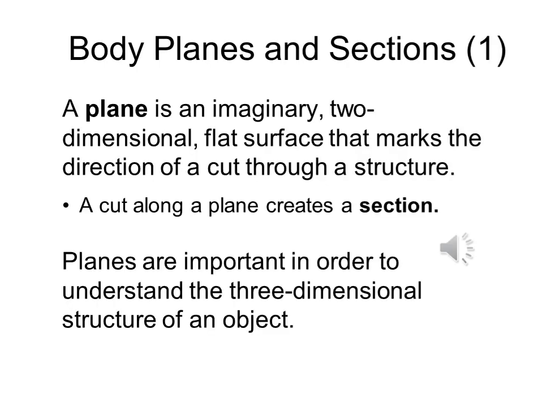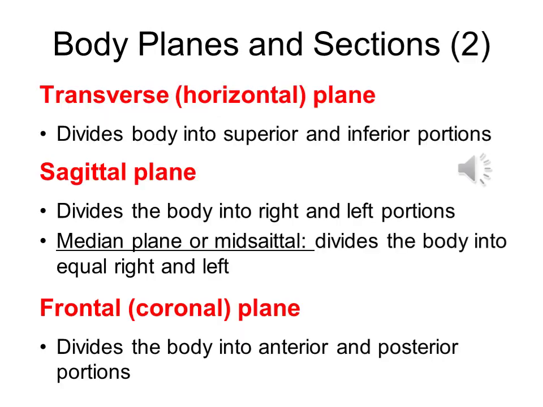Our next topic is body planes and sections. When we describe a plane, it is really an imaginary two-dimensional flat surface that marks the direction of a cut through a structure. So you want to imagine that we're going to make cuts through the body as we go through here. A cut along that plane will create what we call a section. These are important for several things. If you've ever had an MRI or looked at CT scans, what we're doing is making these sectional cuts through the body and trying to see how we would look at our organs from that perspective.